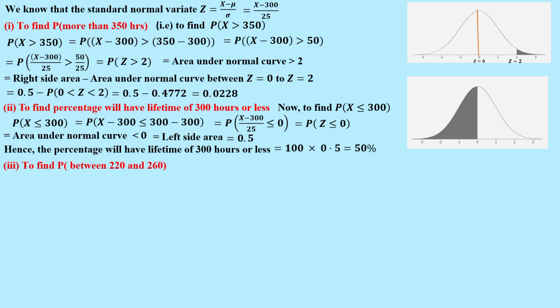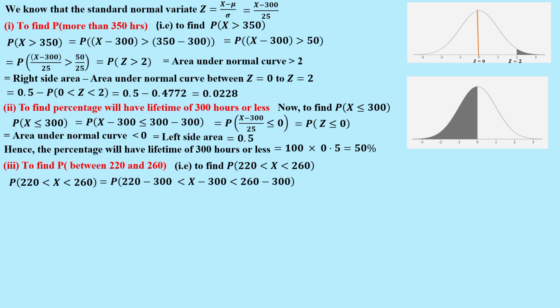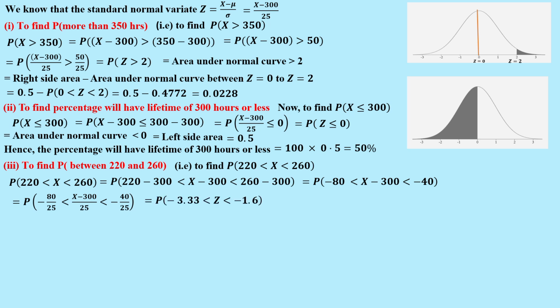To find the probability between 220 and 260, so P of 220 less than x less than 260. Now subtract mu and divide by sigma as usual. So probability of 220 minus 300 less than x minus 300 less than 260 minus 300. So probability of minus 80 less than x minus 300 less than minus 40. So probability of minus 80 by sigma 25 less than (x minus 300) by sigma 25 less than minus 40 by sigma 25. So probability of minus 3.33 less than Z less than minus 1.6.